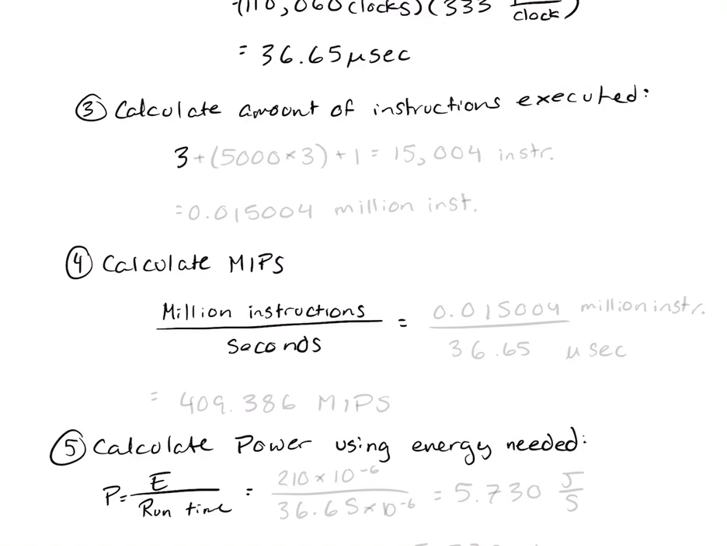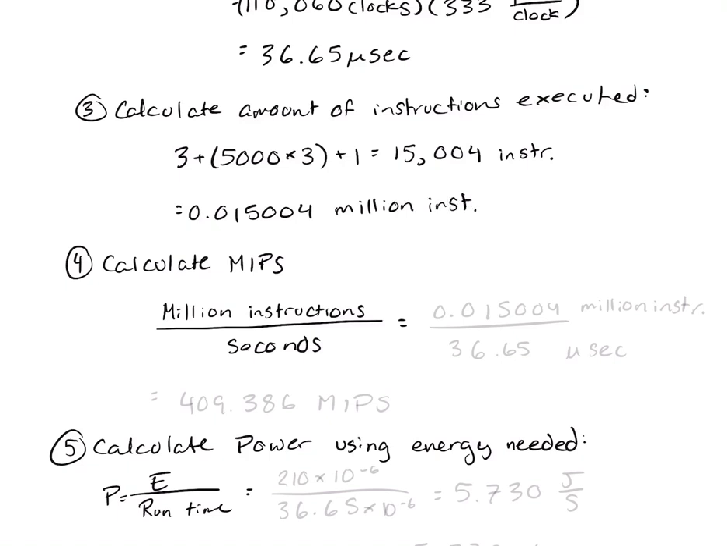Next, we calculate the amount of instructions executed in the program. It starts with 3 instructions that are not repeated, plus a loop iterated 5,000 times, and this loop has 3 instructions in it, and then there is 1 write instruction at the end. So this is equal to 15,004 instructions, which is also equal to 0.015004 million instructions.